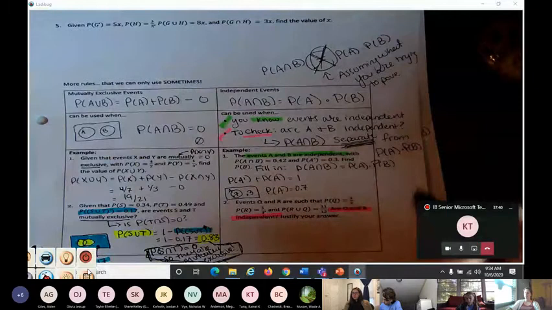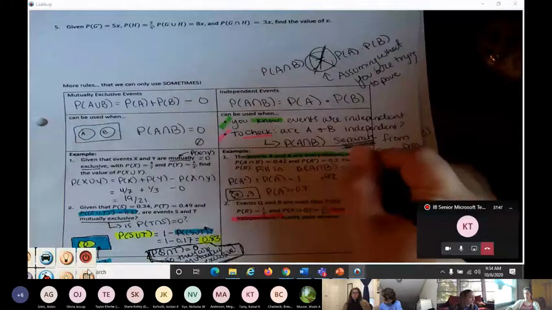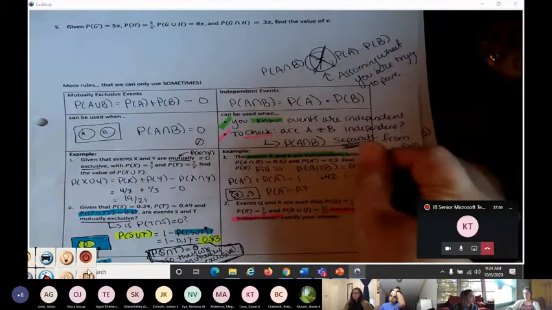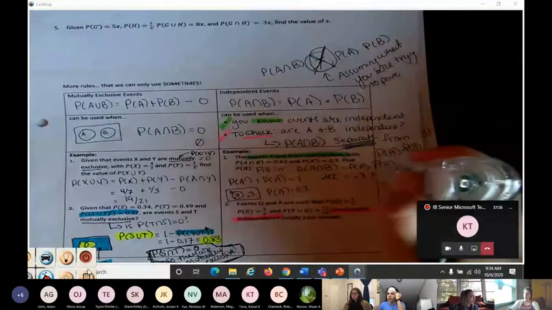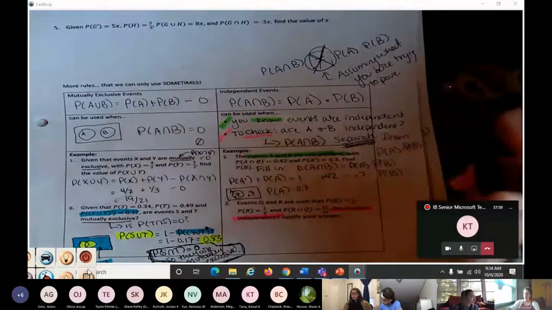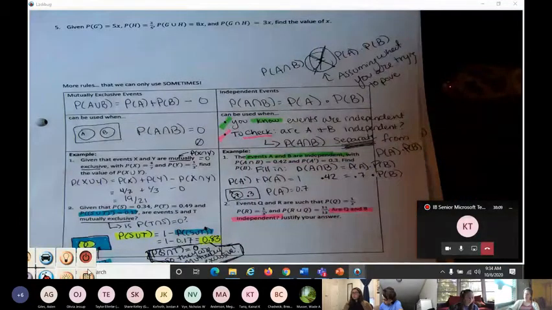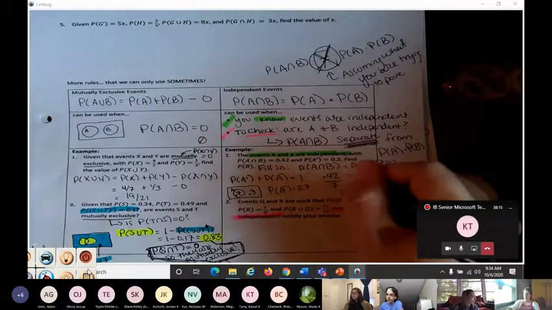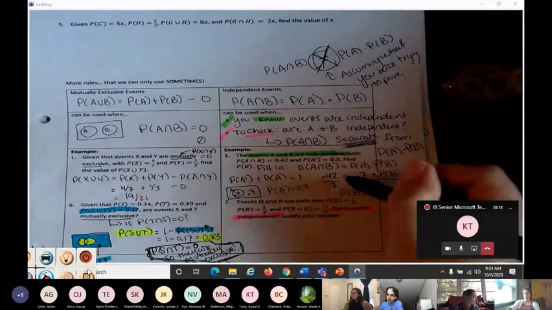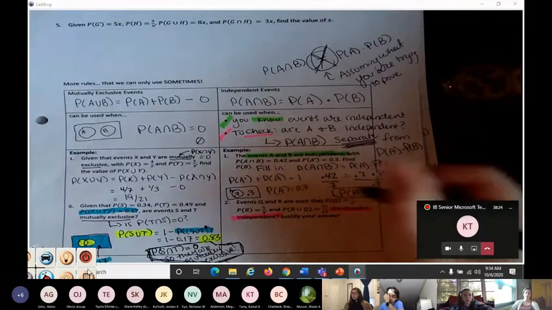So then when I fill in my equation over here, I should have 0.42 is equal to 0.7 times P of B. Now I want to divide both sides by 0.7 so that I can solve for P of B. So my P of B should be 0.42 divided by 0.7, which gives me 0.6. So I find my P of B as 0.6.